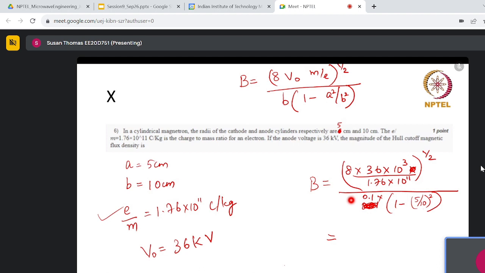So maybe you can let me know what you get. 17, some milli. Should be milli, right? Yes, ma'am. Milli. Okay, 17 milli Weber, because magnetic flux density is Weber per meter square.